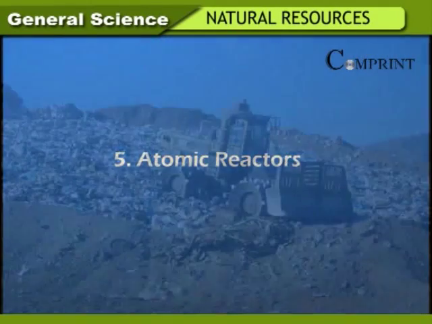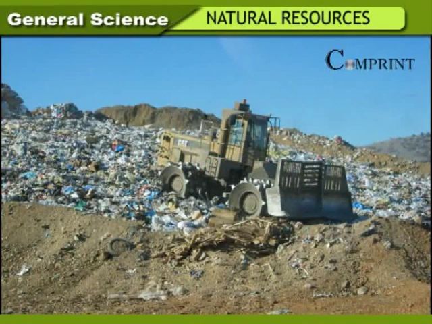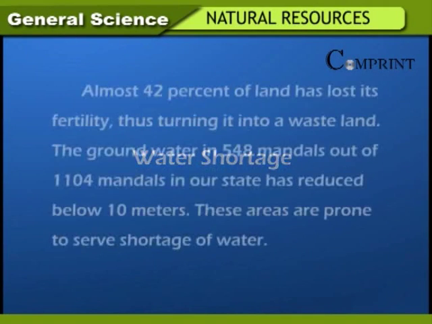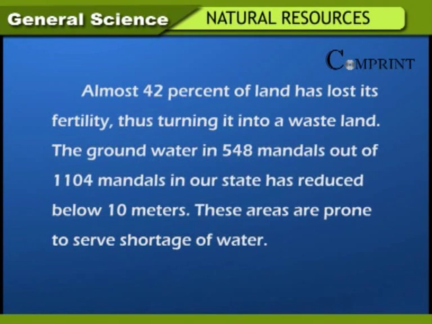Atomic reactors. Wastes discharged from these atomic reactors should be buried underground or thrown into the sea. Water shortage. Almost 42% of land has lost its fertility, thus turning it into a wasteland. The groundwater in 548 mandals out of 1,104 mandals in our state has reduced below 10 meters. These areas are prone to severe shortage of water.